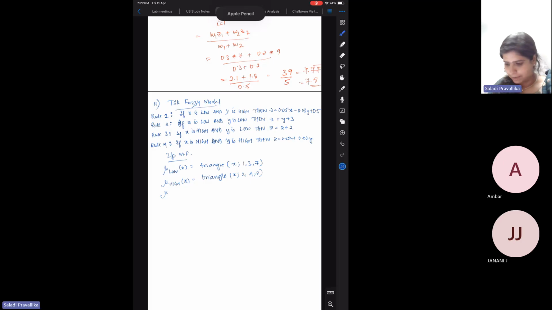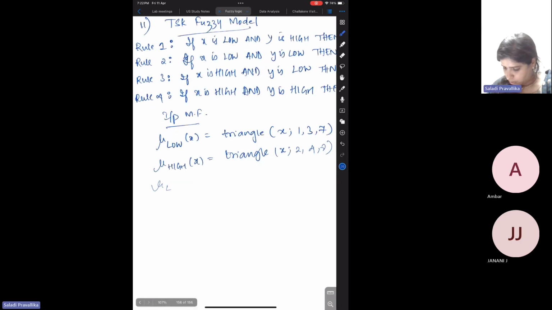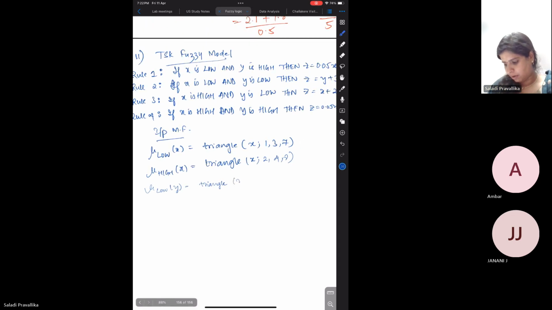Just 1 second. My pencil got shut down for some reason. Technology and the problems. Mu of low for y is triangle y 0 to 4. Mu of low of y is triangle y of 3, 5, and 7. Okay.